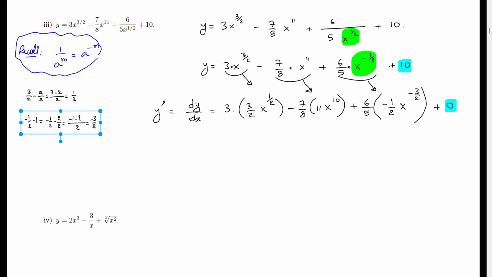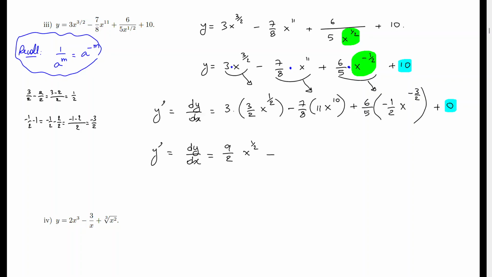Okay, so that's pretty much it. All we have to do now is just clean up the little mess that we've created, and the derivative, which is dy over dx, will be equal to... I'm supposed to multiply the 3 with the 3 halves. The way it works is you multiply the numerator with the numerator and the denominator with the denominator. So the 3 goes with the 3, we get 9/2 x to the 1/2. And so that's it for the first term.